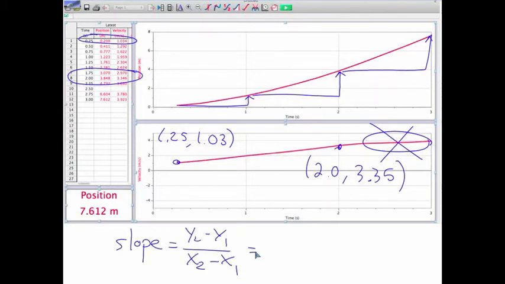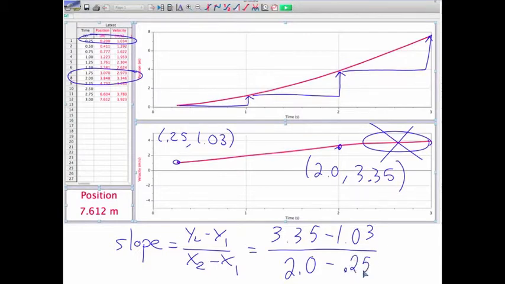The slope of a velocity versus time graph is the acceleration. We plug in our 2 points: 3.35 minus 1.03, divide that by the time, 2.0 seconds minus 0.25 seconds, and that equals 1.3 meters per second squared. That means the velocity increased 1.3 meters per second every second that the cart was pulled.